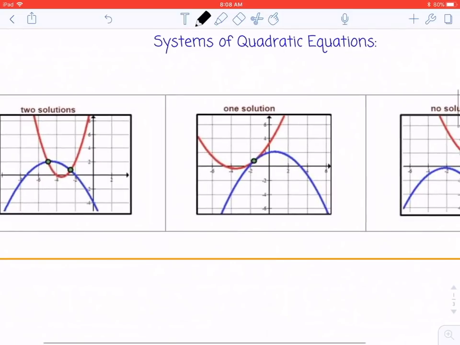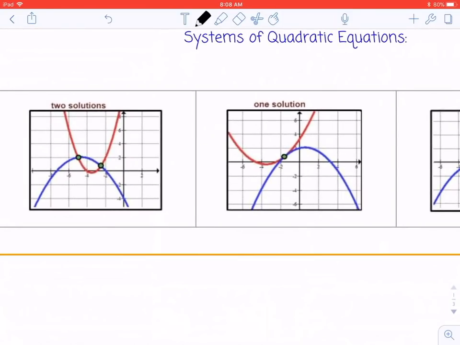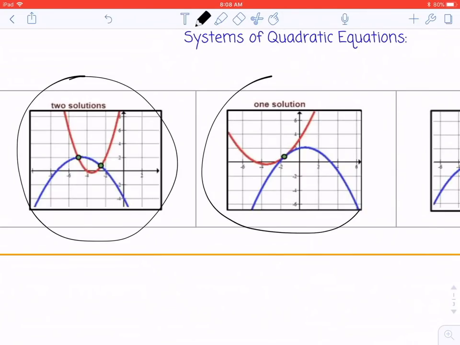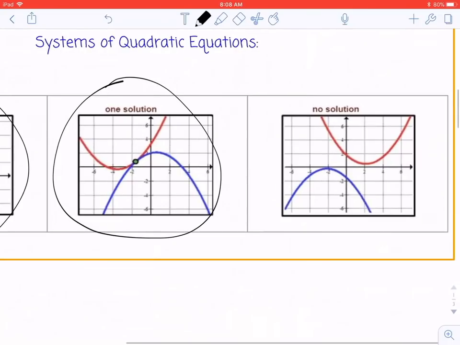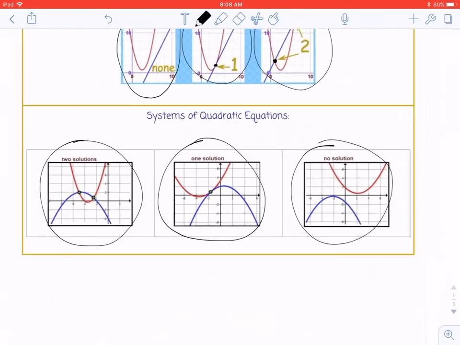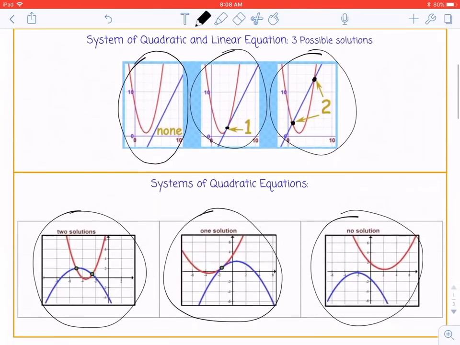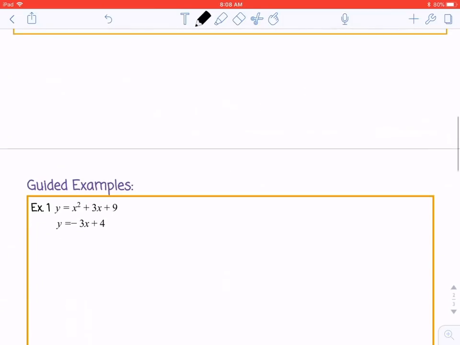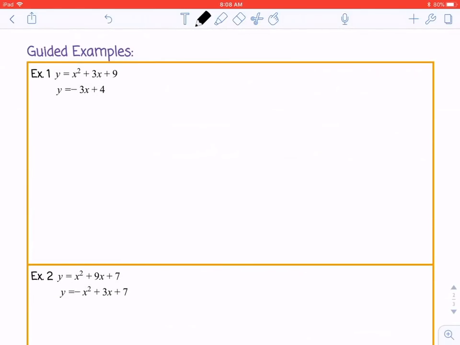These are systems of quadratic equations. If you have two quadratic equations, they could touch twice and you have two solutions. They could touch one time, so you have one solution, or one point they have in common. And of course, they could not touch at all, and you would have no solution. So these are the two types of systems that we're going to look at. We're going to solve them algebraically, but we could graph it and take a look at the solution on a graph to check our answer.